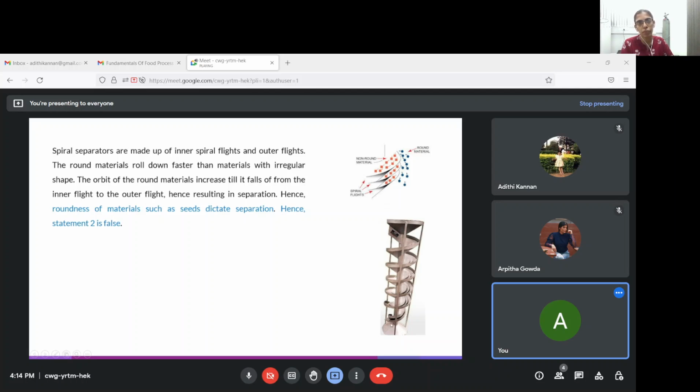So at the bottom of the spiral separator, you will collect the inner spiral flight material separately and the outer spiral flight material separately. So here you can see that it is the roundness of the materials that affects the separation rather than the specific gravity. You have two separate outlet valves that collect the round particles and the non-round particles. This is often used for separating good grains, good seeds or peppers and so on. So statement 2 is false. It is the roundness of the material that dictates separation and not the specific gravity. So the answer to this question is option D, that is both the statements are false.